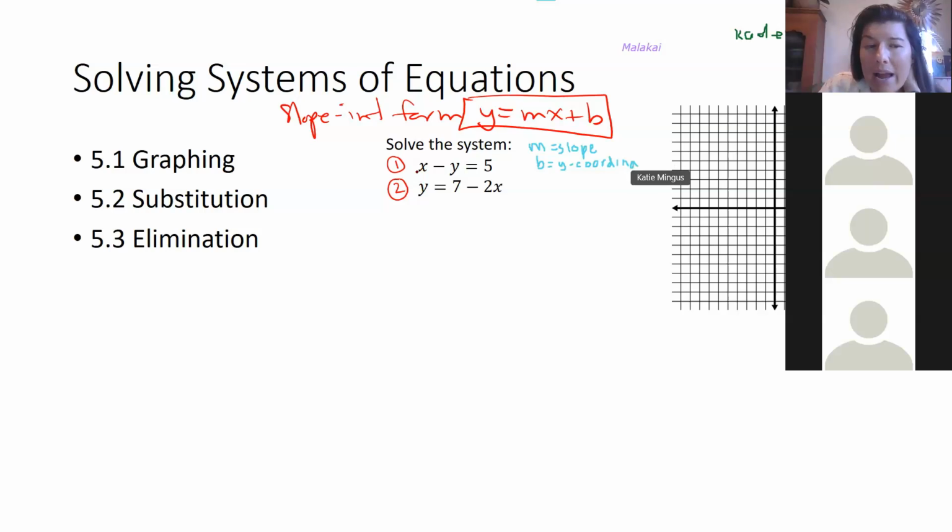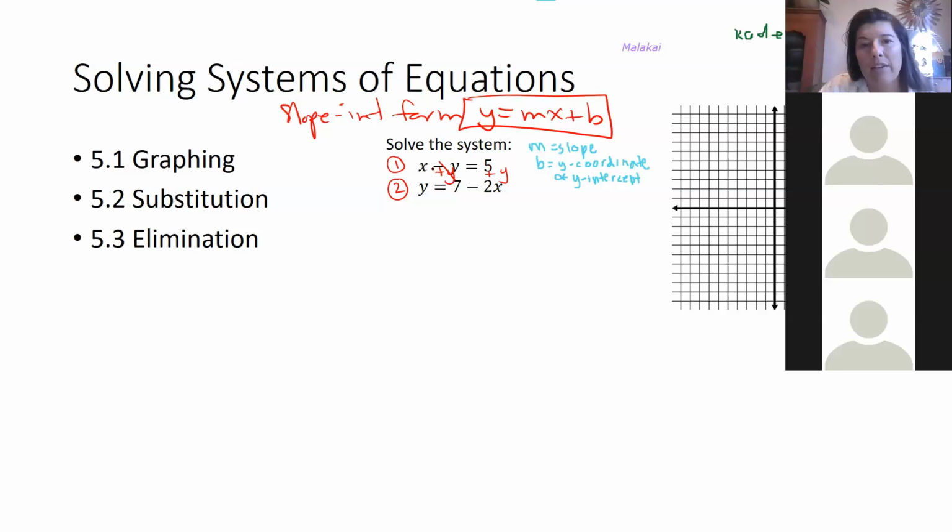Let's see here. If I subtracted x from both sides, notice that moves the x over to the right side. We're still left with a negative y. That's not slope intercept form. Negative y does us no good because then we have to get rid of that negative. So instead of moving the x over to the right side for that first equation, let's add y and move y to the right side and see what happens here. So negative y plus y goes away.